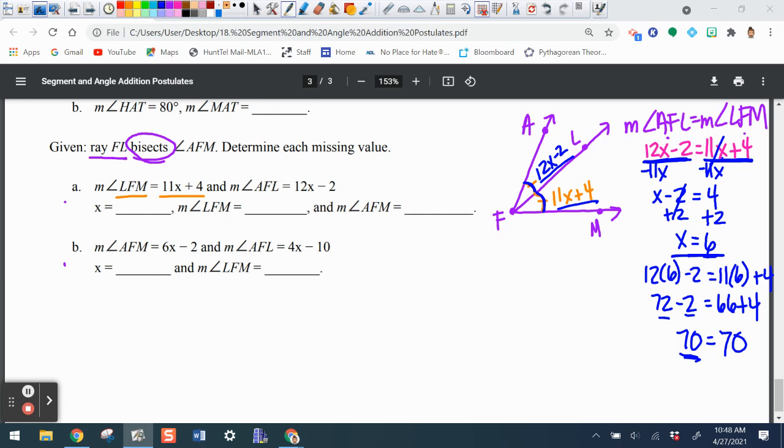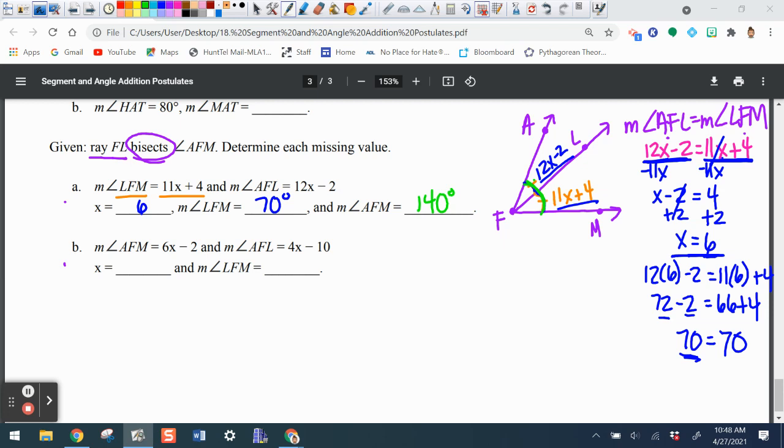So x was 6. LFM is 70 degrees, and they want to know the measure of AFM, which is our original angle that was bisected. So these two smaller angles, these two halves, if you will, were both 70 degrees. So 70 degrees plus 70 degrees is 140 degrees.